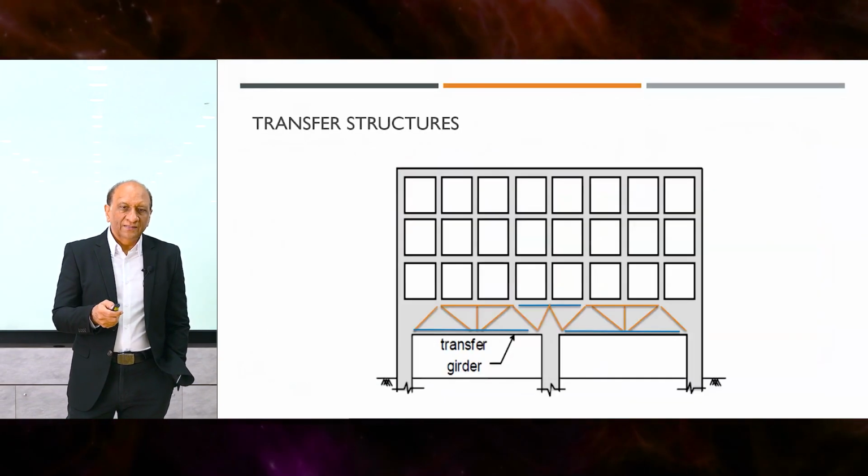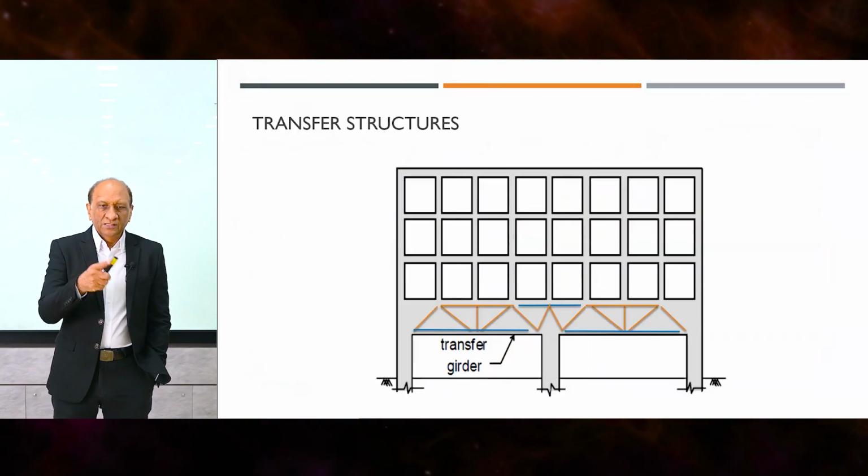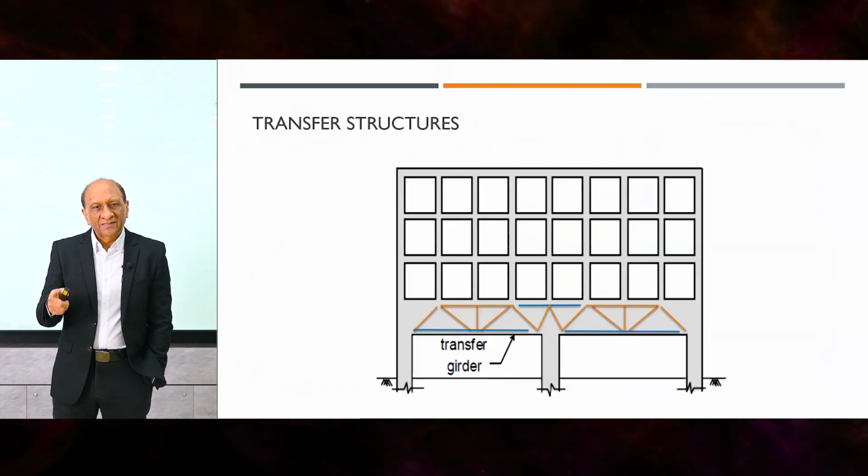So if you have a transfer girder, then you can see that you can create a strut and tie. Several models are possible here, and this is just one model. And then you can analyze these models.